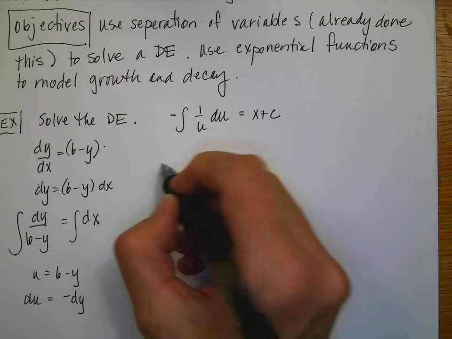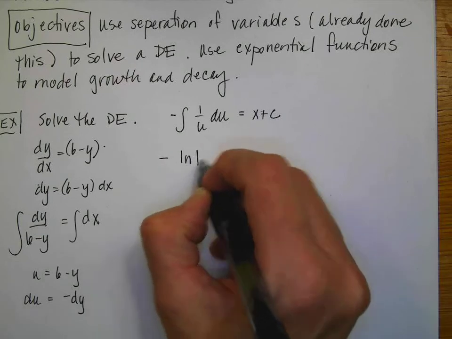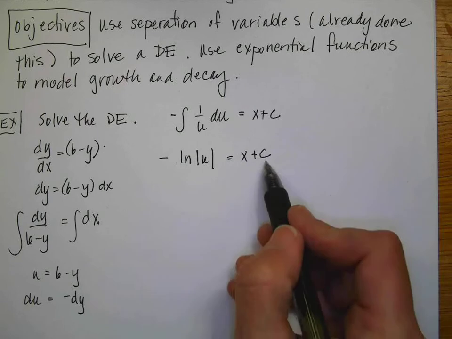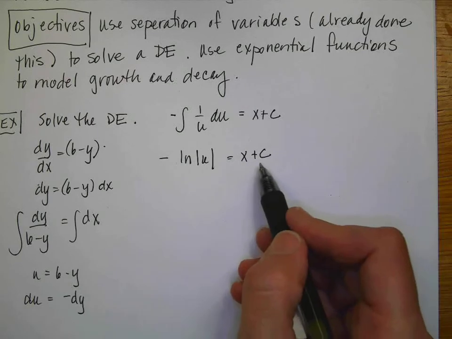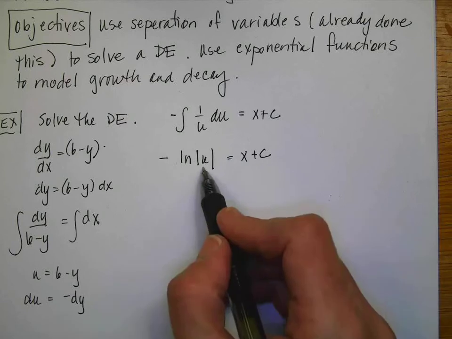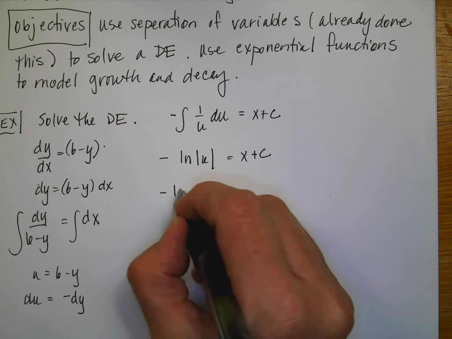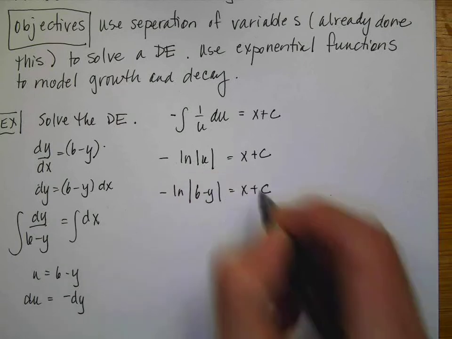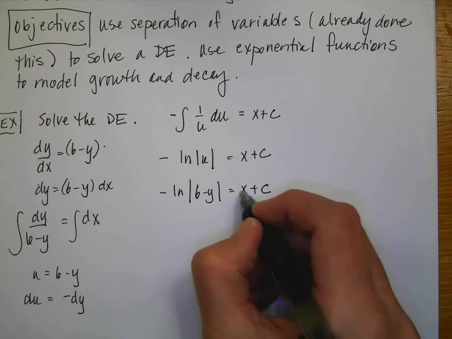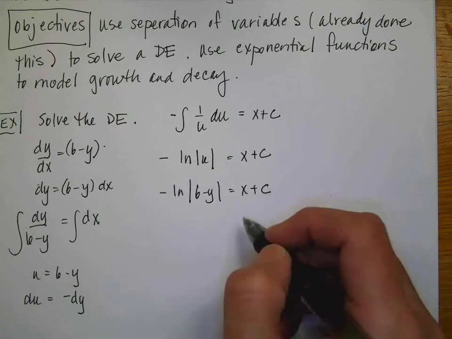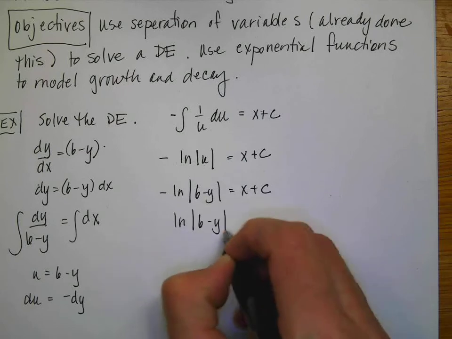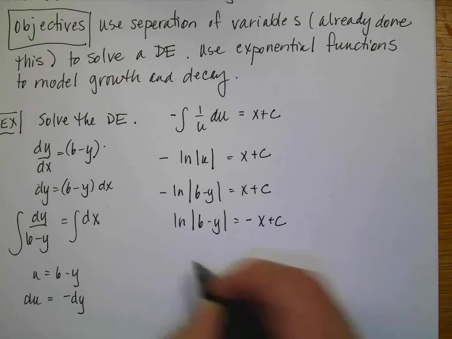When I integrate this side, I get a negative natural log absolute value u. And then I still get a plus c, but 1 c is enough for one problem, okay? So then what I'm going to do is put my u back in. So I have a negative natural log of 6 minus y is x plus c. And then I'm going to take the negative over here. So I'm going to do natural log of 6 minus y is negative x plus c.